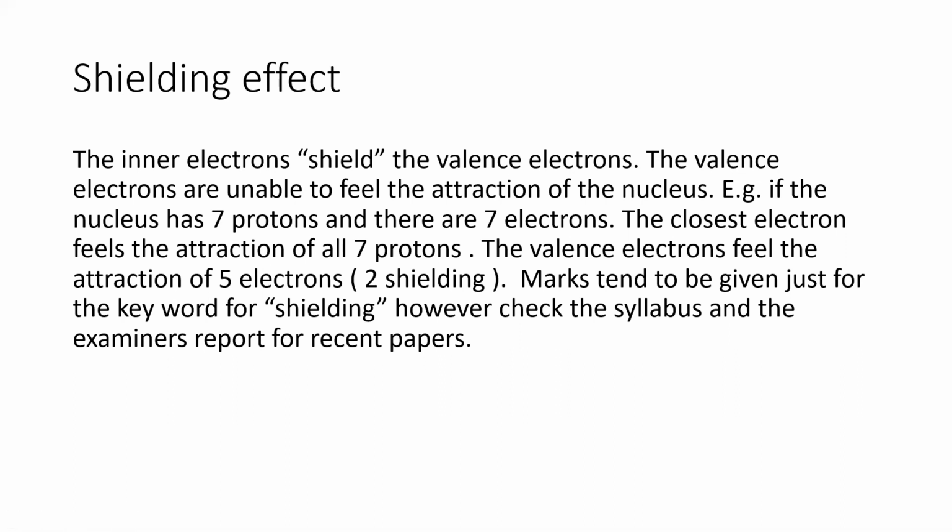For example, if the nucleus has 7 protons and there are 7 electrons, that means there are 2 in an electron shell closer to the nucleus, and 5 in the outside valence shell. So the closest electrons feel all the attraction of 7 protons, and the valence electrons feel the attraction of 5 protons. Sorry, that's because 2 are shielding. Marks tend to be given just for the keyword shielding. However, check your syllabus.